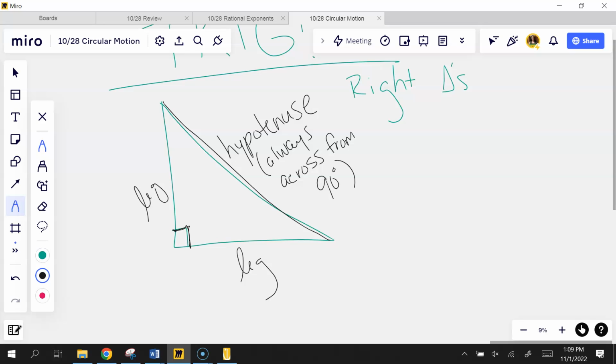Now, based on where you put theta, and remember, theta is just a way that I define an angle that I'm looking at.